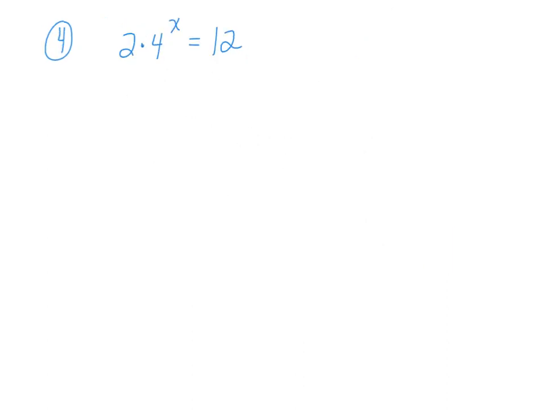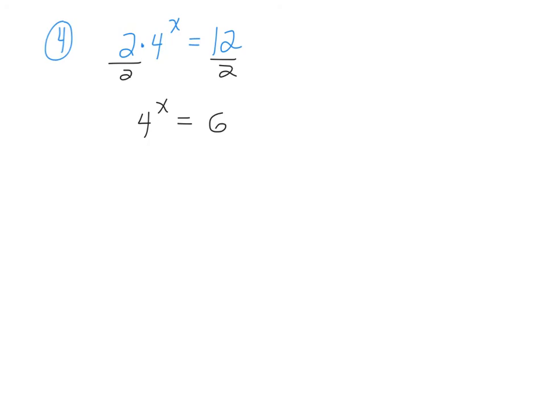Okay, last example here. In this example, I want to point out that you don't want to be quick to just take the log of each side. Notice how there's a 2 in front here. What we need to do first is divide over that 2 so that we have 4 to the x equals 6. Okay, so the idea here is if we're going to log each side, you need to have some base raised to a power before you can do that.